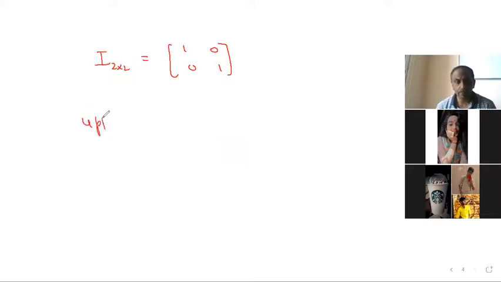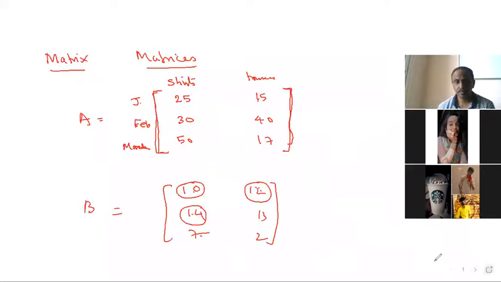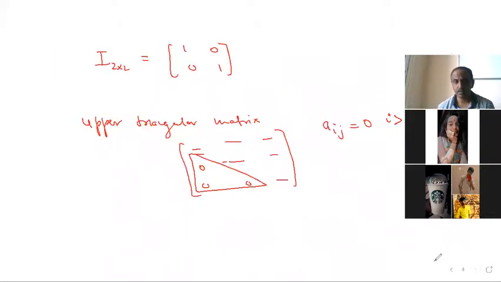There is also the upper triangular matrix. What does upper triangular matrix mean? All the elements below the diagonal are zero. That means Aij is equal to zero if i is greater than j. Very interesting, no? Just have a look at this, what I'm explaining.